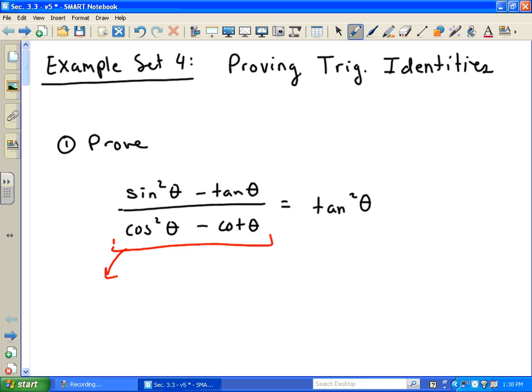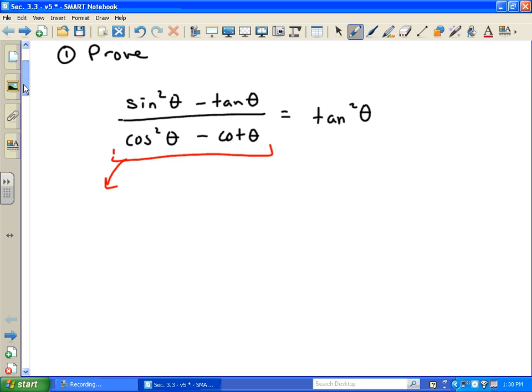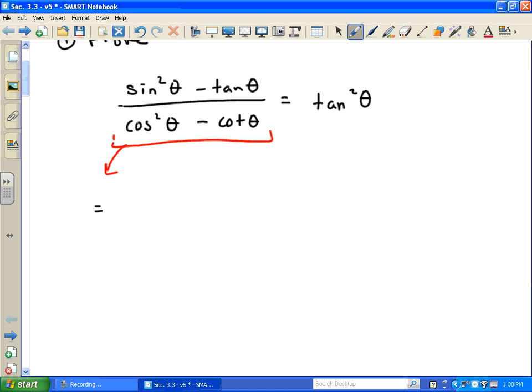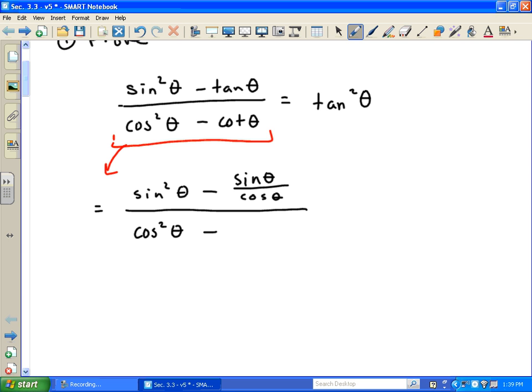The first thing that I will do is choose to turn things that are not sines and cosines into sines and cosines. So the first thing, sine squared of theta is already a sine function. Tangent of theta I can rewrite as sine of theta over cosine of theta. In the denominator, cosine squared of theta is already a cosine function, but cotangent can be rewritten as cosine of theta over sine of theta.